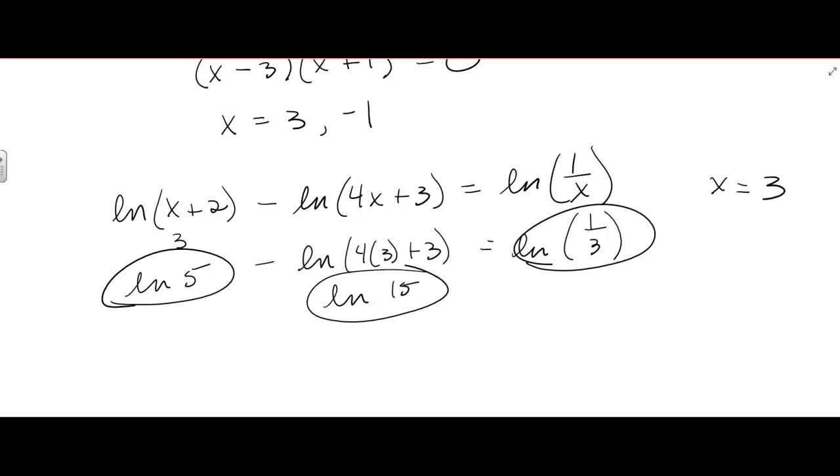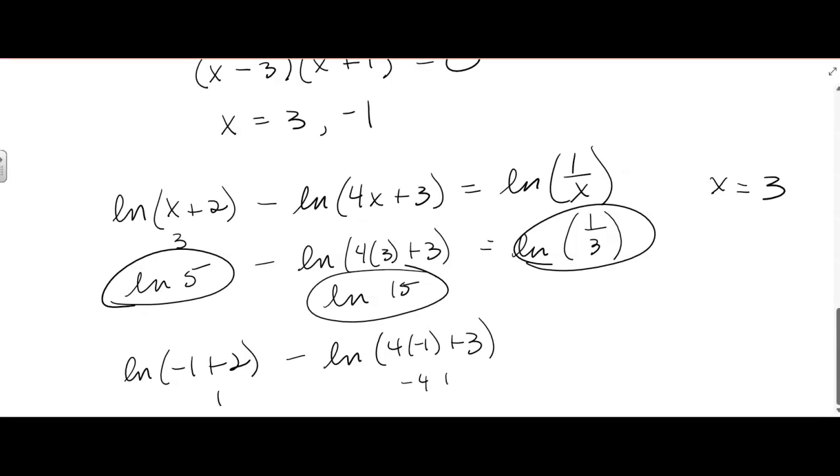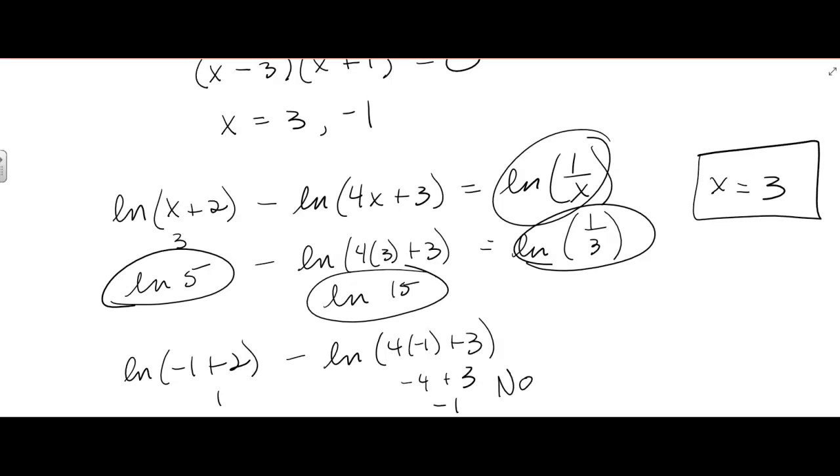But what happens if I put in negative 1? Well, this one's okay because I get 1. Here, 4 times negative 1 plus 3. Now, that's going to be a problem. Nope. So that's going to be negative, and I can't have a negative argument, so no. And it doesn't matter that this one doesn't work either, but once you get one of the arguments to be negative, you can't have that for an answer. So the answer is just x equals 3.